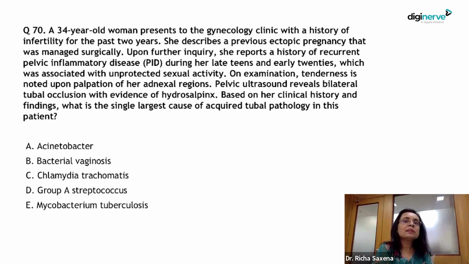Pelvic ultrasound reveals bilateral tubal occlusion with evidence of hydrosalpinx. Based on her clinical history and findings, what is the single largest cause of the acquired tubal pathology in this patient? So what is most likely she's suffering from? She's suffering from PID, and probably also she had an ectopic pregnancy, and PID has affected her tubes and it has resulted in hydrosalpinx. And what is the most common cause of PID or hydrosalpinx? It is obviously chlamydial infection. So that is again something which is very, very common in the UK.